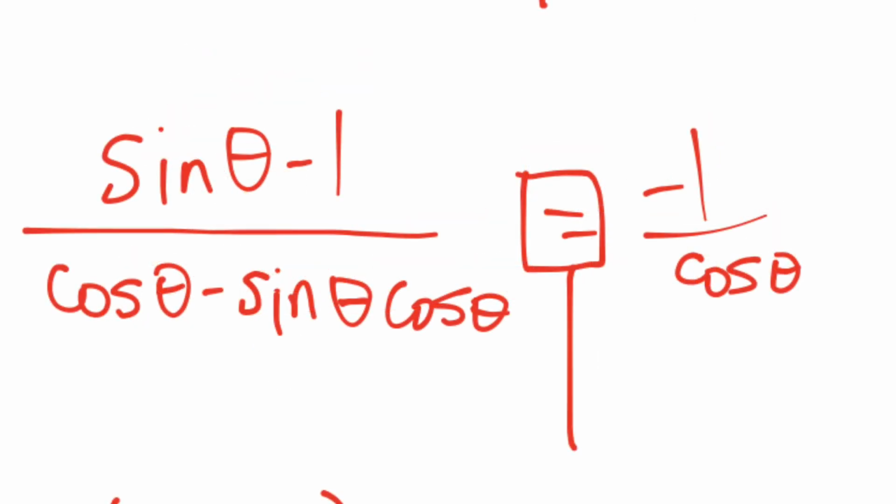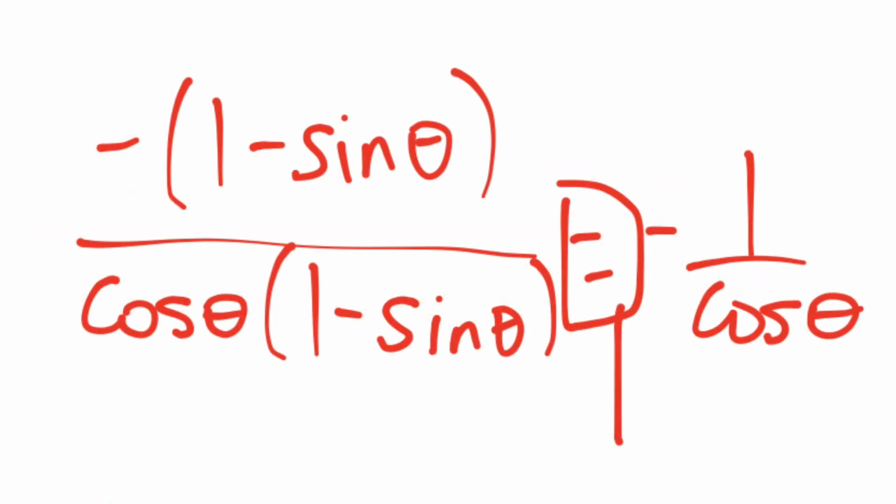I was then left with (sine theta minus 1) divided by (cosine theta minus sine theta times cosine theta) equals negative 1 divided by cosine theta. I then factored out a negative 1 on the top and a cosine theta on the bottom.